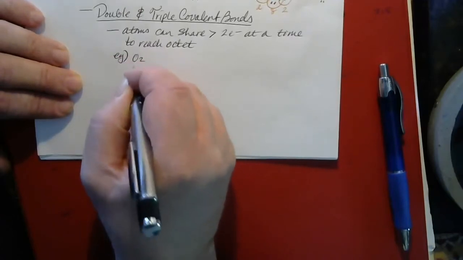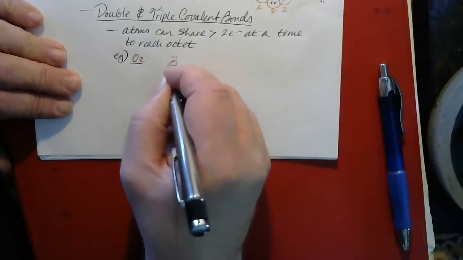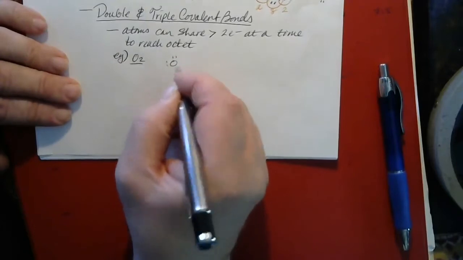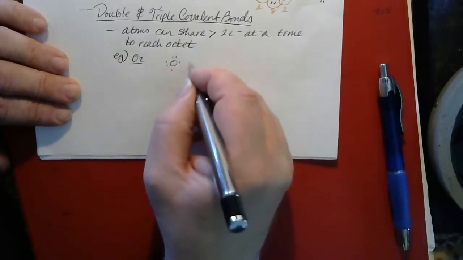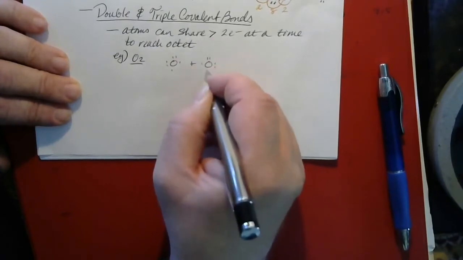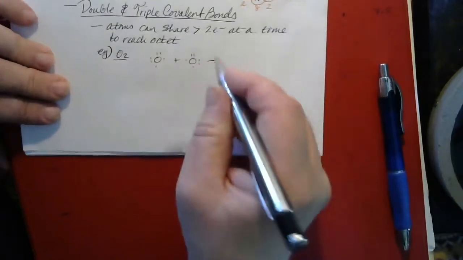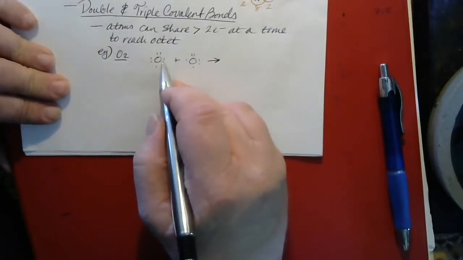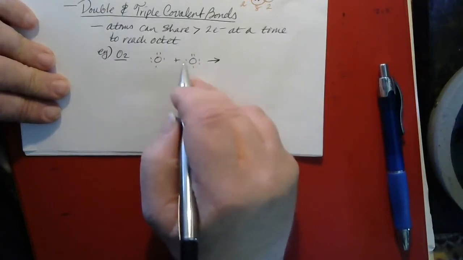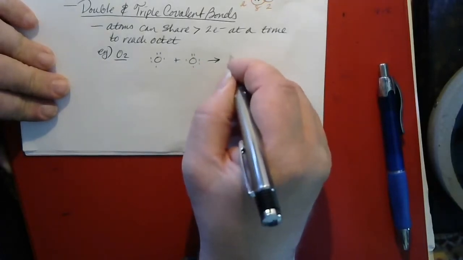So for example, oxygen, O2. You have an oxygen atom that has six valence electrons and another oxygen atom that also has six valence electrons. And if you bring them together to form a single bond, that would be basically where one of these odd electrons on one atom teams up with the odd electron on the other atom and they share them, you would have something that looked like this.